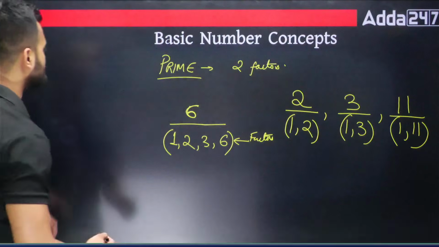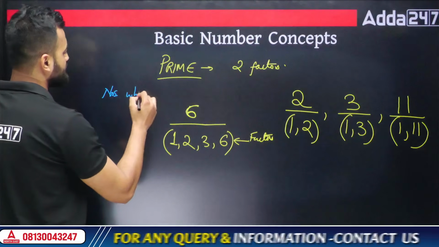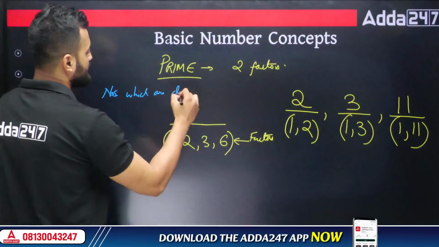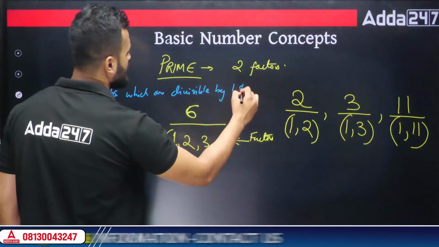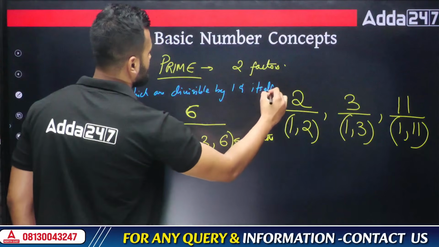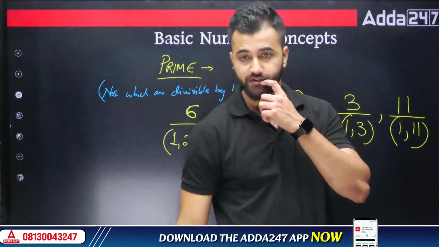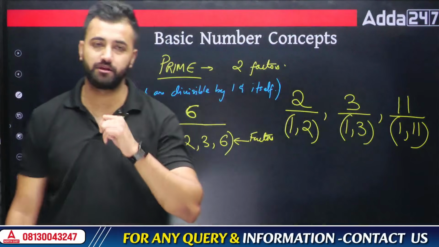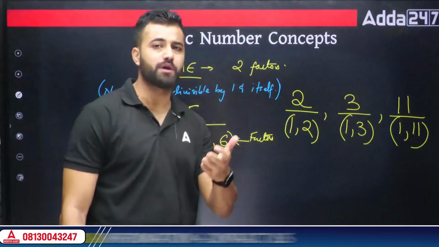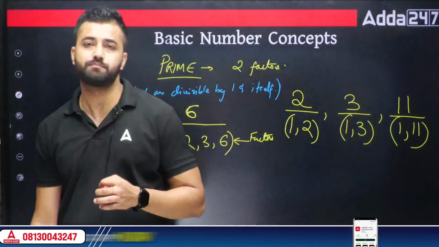So what did we say? We said that prime numbers are numbers which are divisible by 1 and itself. Now, in order to get prime numbers, you need to understand how to get them. Is there any trick to get prime numbers? The answer is no, my friend. There isn't any such trick to get prime numbers.